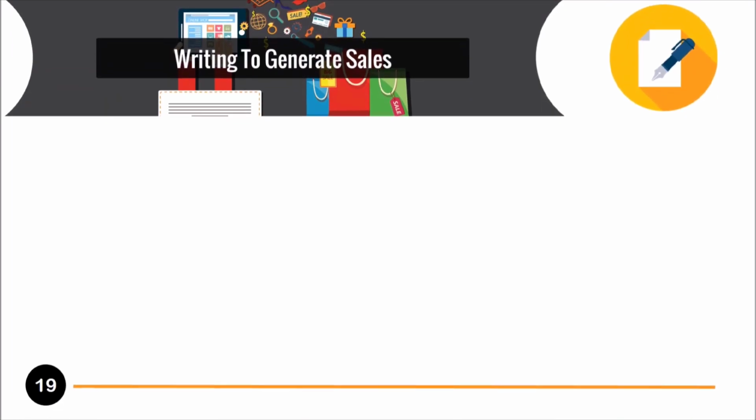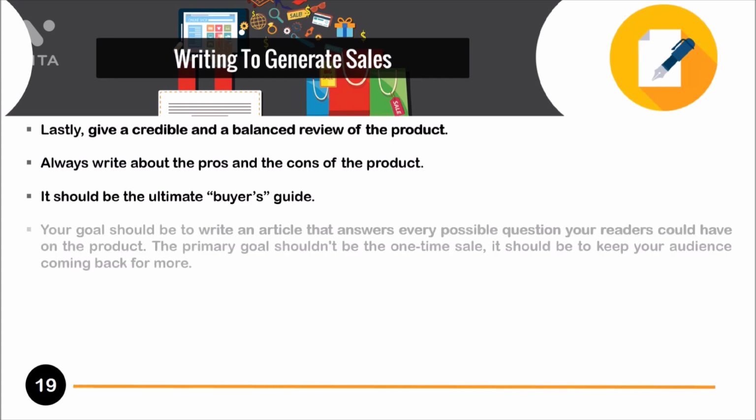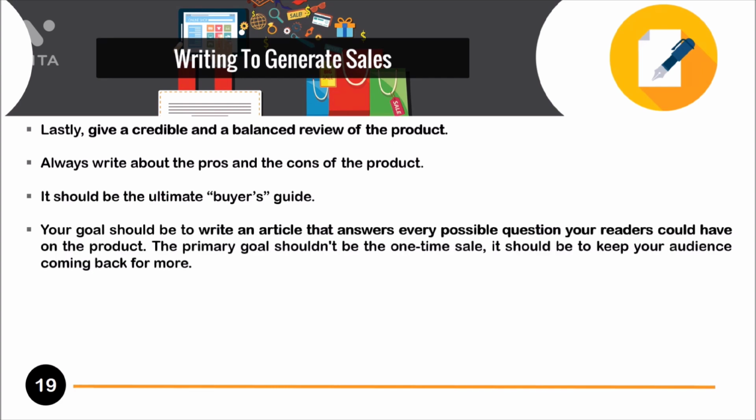Lastly, give a credible and balanced review of the product. Always write about the pros and the cons of the product. It should be the ultimate buyer's guide. Your goal should be to write an article that answers every possible question your readers could have on the product. The primary goal shouldn't be the one-time sale. It should be to keep your audience coming back for more.